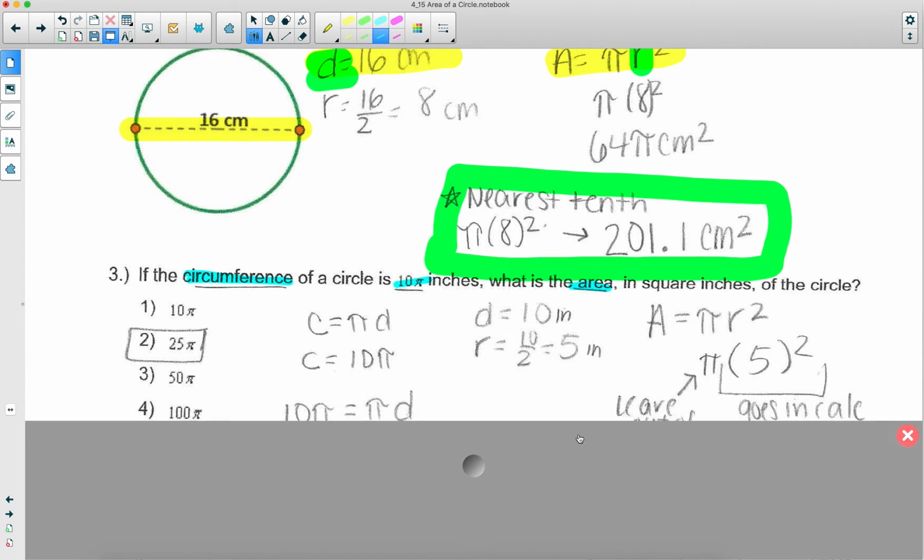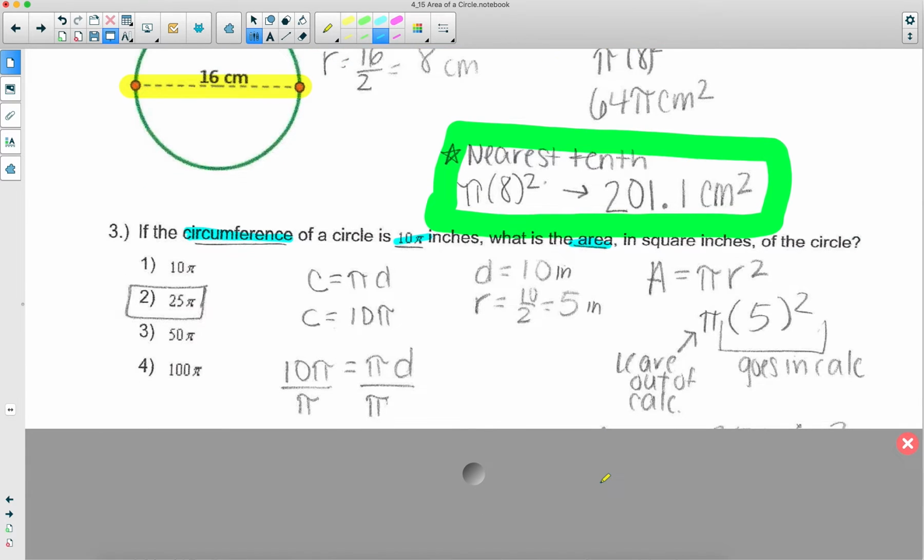So what I decided to do is take it a step further in case you want to use the diameter. I know that C equals pi d. So if C is 10 pi, I just substitute in and I say 10 pi equals pi d, divide by pi, and then the diameter is 10. If the diameter is 10, remember, I need the r for the radius in the area formula. I take half of my diameter, and I find that my radius is 5. So I substitute in 5.